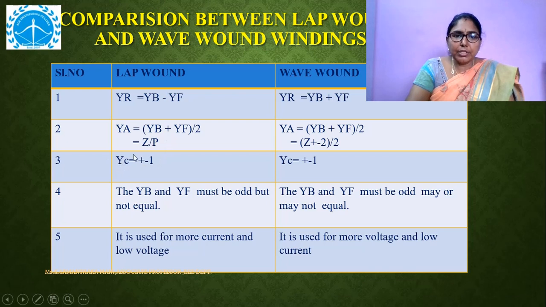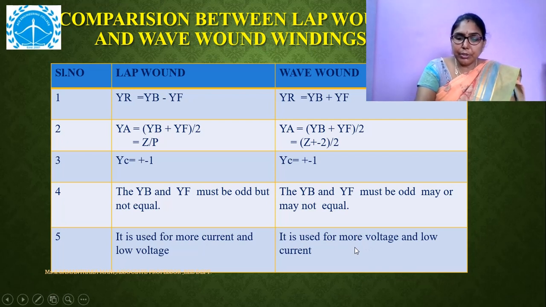And the commutator pitch is given by plus or minus 1, here also plus or minus 1. There is no difference between lap wound and wave wound. Here the back pitch and front pitch must be odd but not equal in the case of lap wound, and must be odd, may or may not be equal, in the case of wave wound. And lap winding is used for more current and low voltage applications, and in the case of wave wound it is used for more voltage and low current applications.